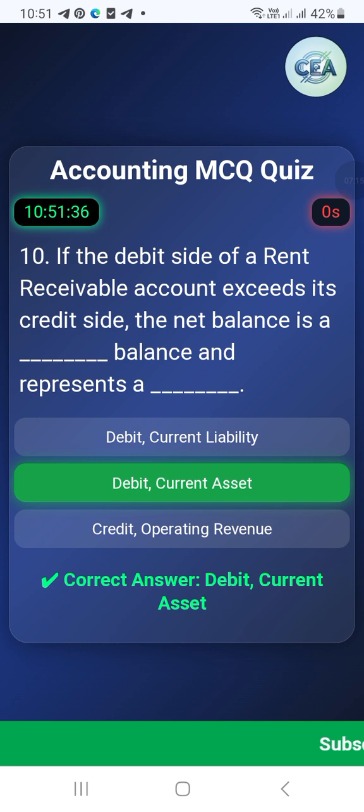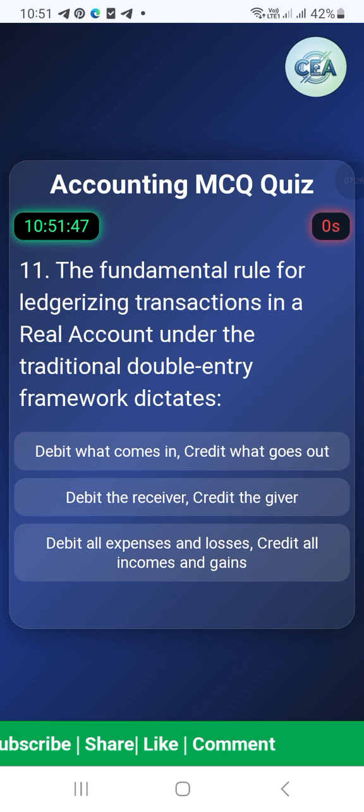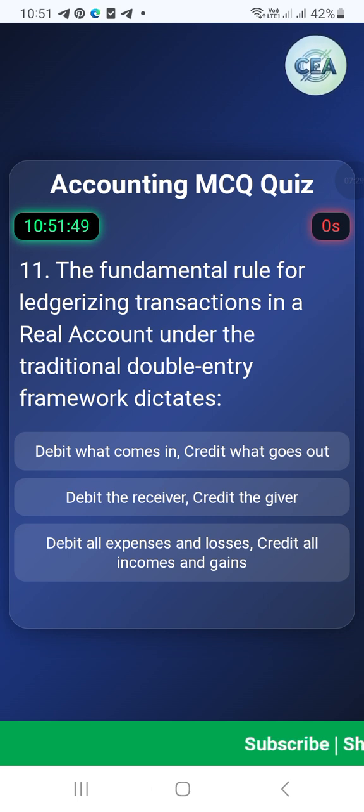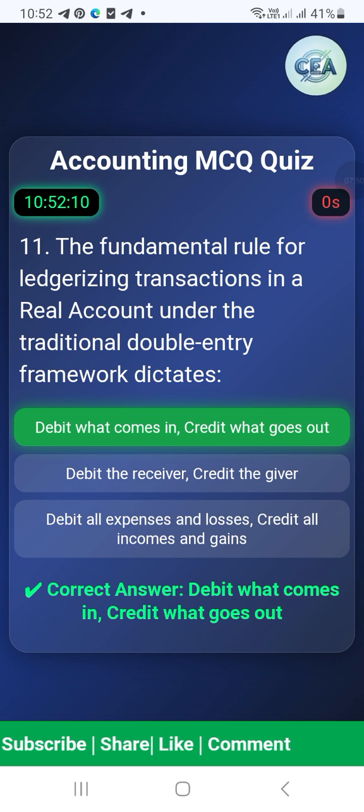Correct answer is debit, current asset. 11. The fundamental rule for ledgerizing transactions in a real account under the traditional double-entry framework dictates: Option 1. Debit what comes in, credit what goes out. Option 2. Debit the receiver, credit the giver. Option 3. Debit all expenses and losses, credit all incomes and gains. Correct answer is debit what comes in, credit what goes out.